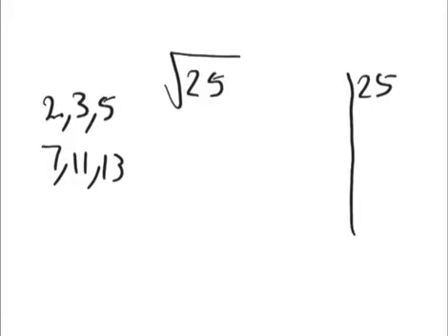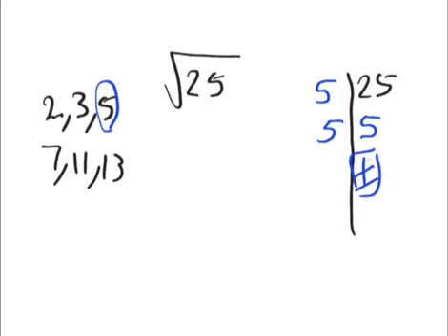The smallest prime number we can divide by is 5. So 25 divided by 5 is 5. Then we divide by 5 again, and it equals 1. When you reach 1, you stop. Now the square root of 25 has a 2 here, but we don't write it because it's the default. So we just write radical 25 or square root of 25.